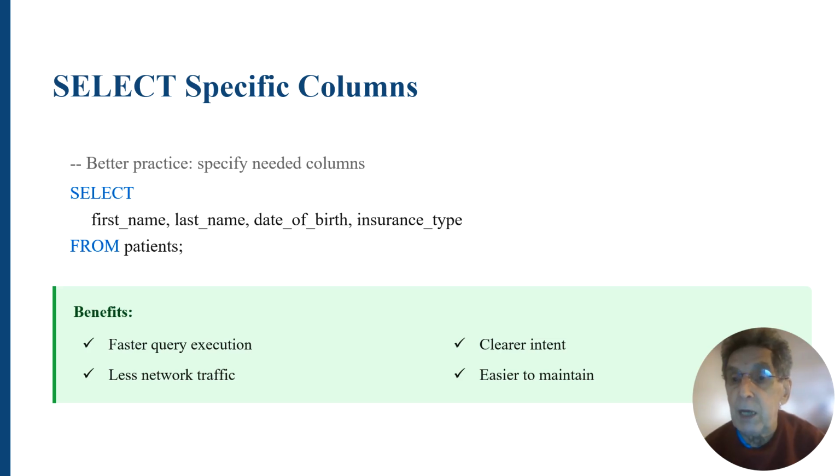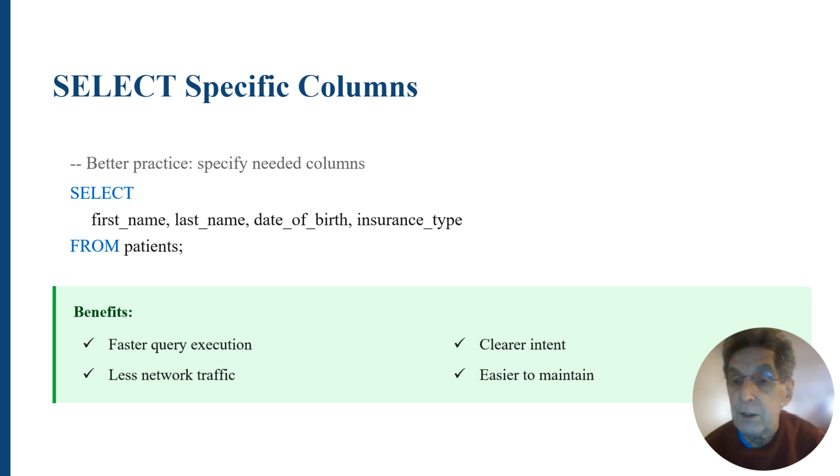Here's the better practice. Specify exactly which columns you need. In this example, we're selecting the first name, last name, date of birth, and insurance type from the patient's table. You can see that on the slide. The benefits are significant. Query execution is far faster because the database retrieves only the columns that you asked for. Network traffic is drastically reduced, which matters if you're dealing with very large data sets or remote databases.